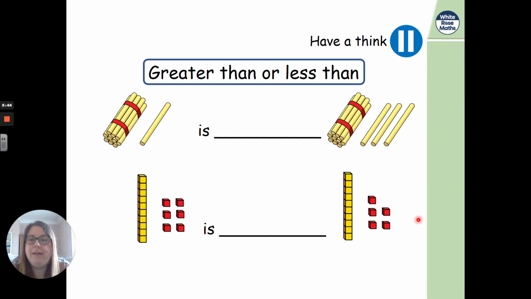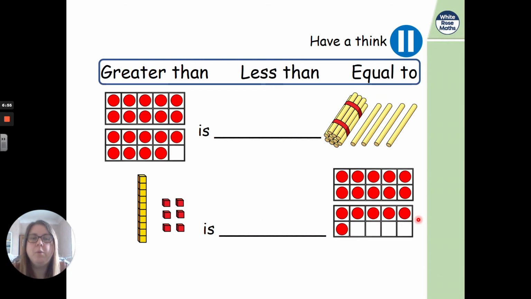So we know 11 is less than 13. Well done if you did that. And then we know 16 is greater than 15. Fantastic if you did that as well. What about this one then?